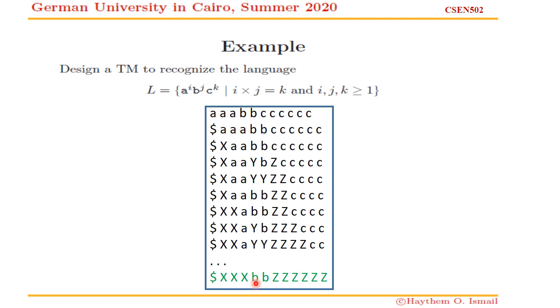So the only thing that you need to make sure of now is there are no remaining c's at the end. So you basically move the head all the way to the end and make sure that there is a blank after the last z. Now, that is the case here, so we accept.